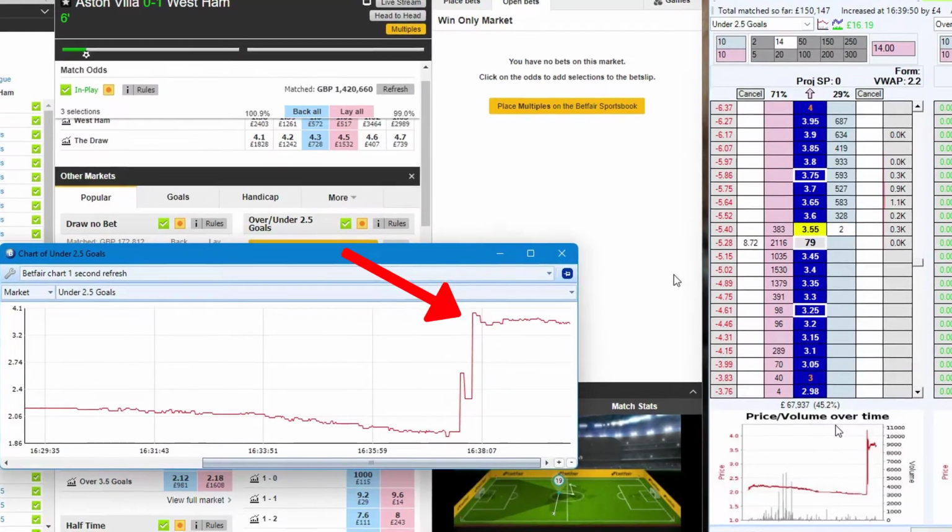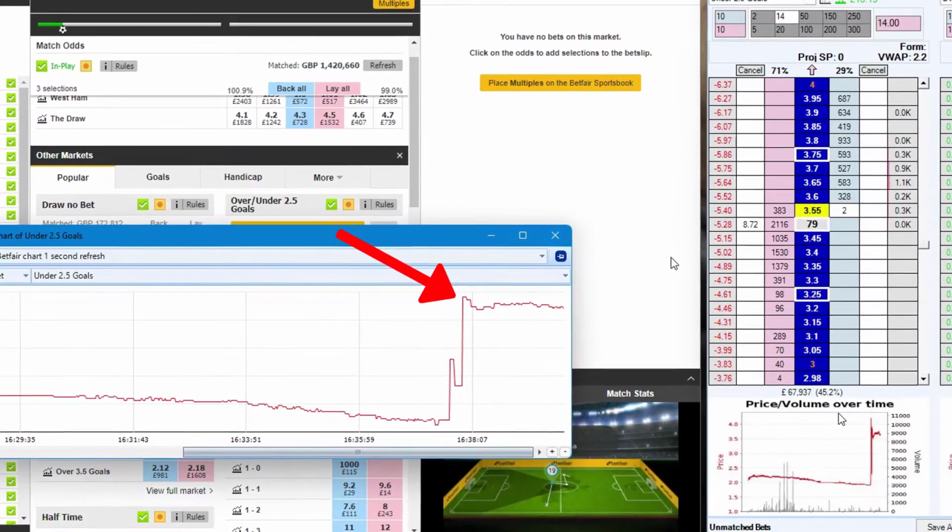This means that your potential profit is increased, but there is a risk because the price moves out massively in the event that a goal is scored in the period of time that you've got the trade open for, and in this event you unfortunately have to cash out for a loss.